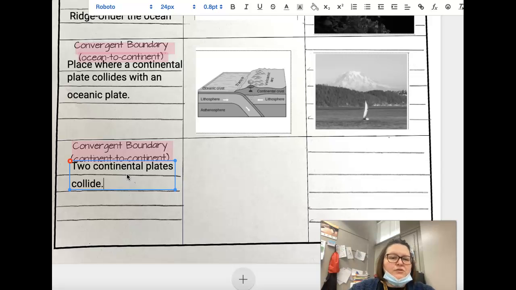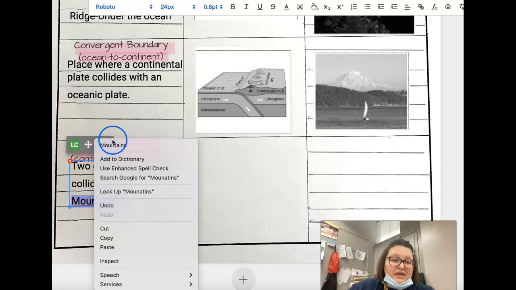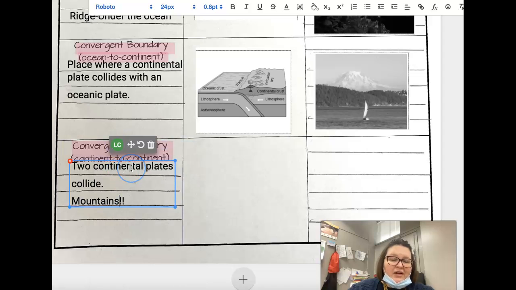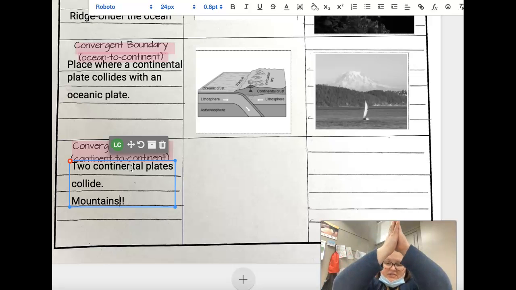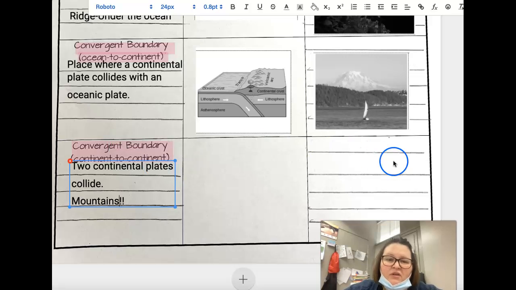And here's what you get. The end result, we can see in many places. You get mountains, okay? This is how mountains are formed when two continental plates collide. They both have the same amount of density, so they just crash into each other and form a rock, which becomes a giant mountain. Okay, that's a pretty easy definition.